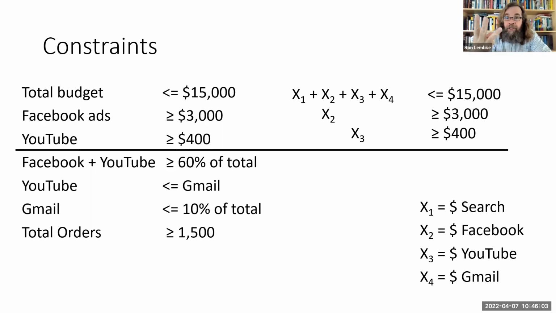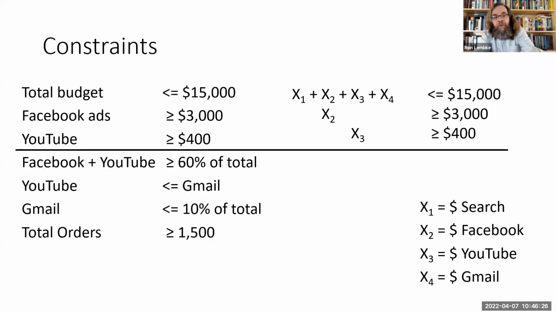So those three constraints were really pretty easy to do. Total amount of spending has to be less than or equal to 15,000. Just add up the categories. Facebook has to be greater than or equal to something. YouTube has to be greater than or equal to something. Again, this is just the amount we're spending in each of those categories. So those variables were pretty easy.